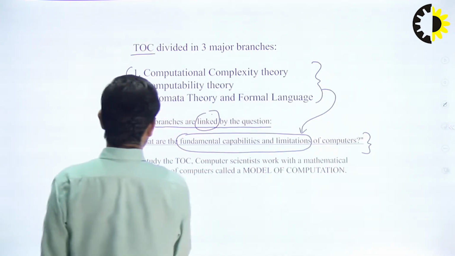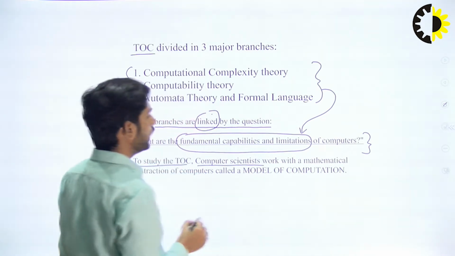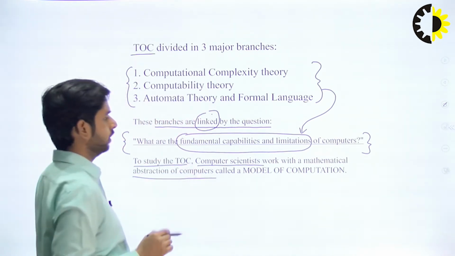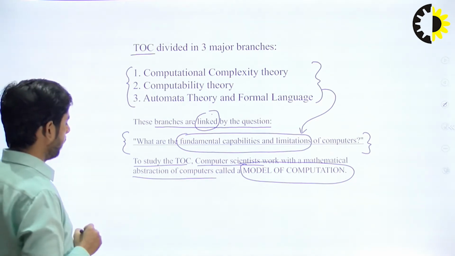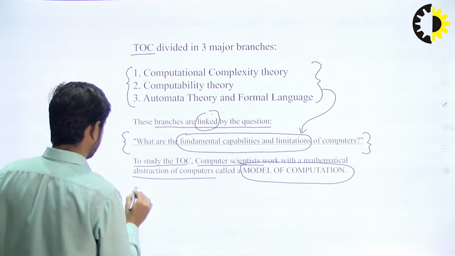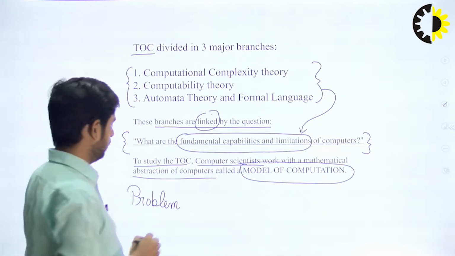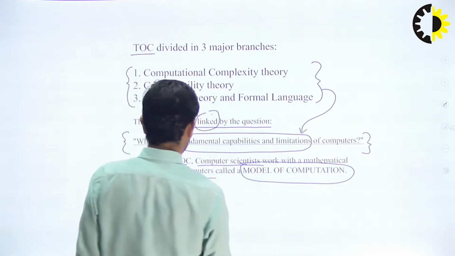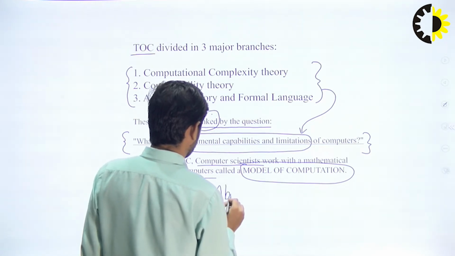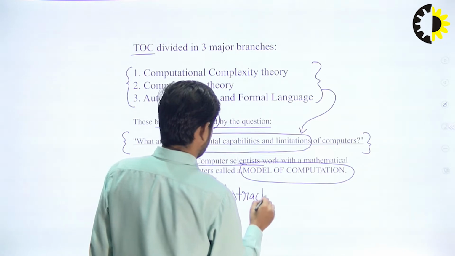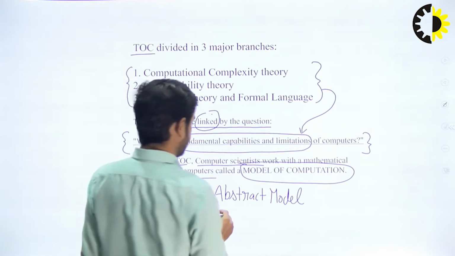To study the TOC, or theory of computation, computer scientists work with mathematical abstractions of computers called models of computation. What does it mean? Suppose there is some problem, and there is some algorithm or solution to solve that problem. So we build an abstract model to solve that problem, an abstract model of computation, before implementing an actual computer.